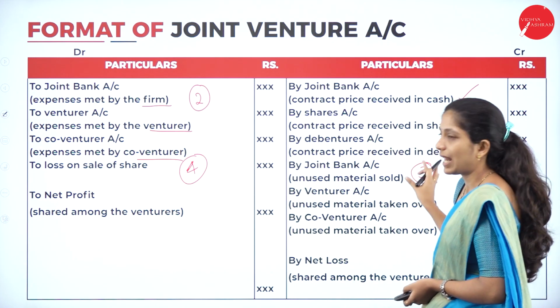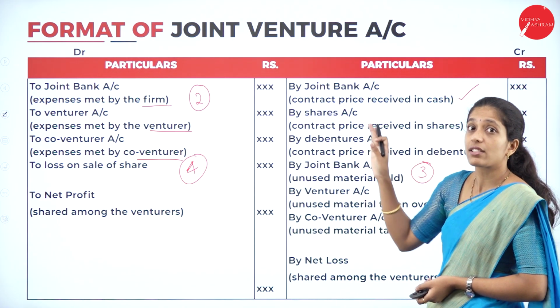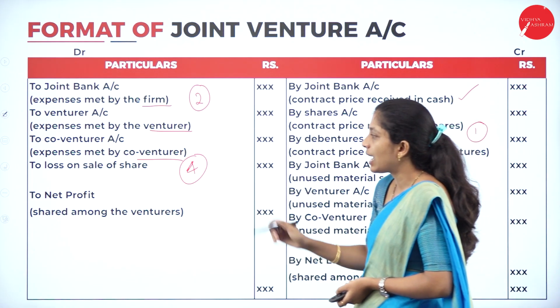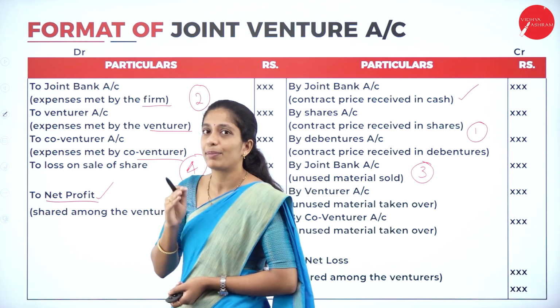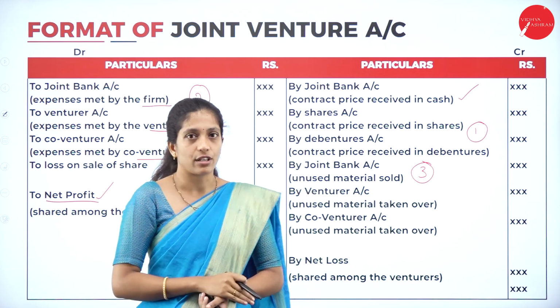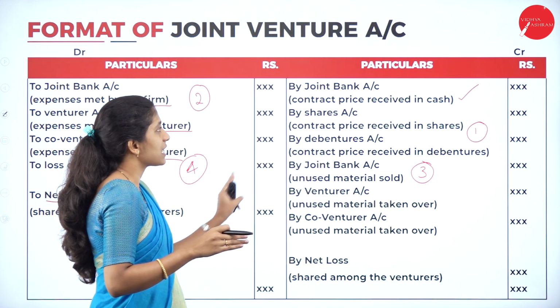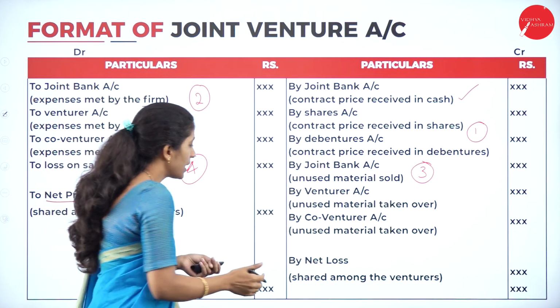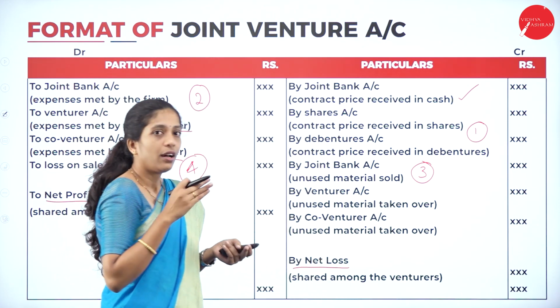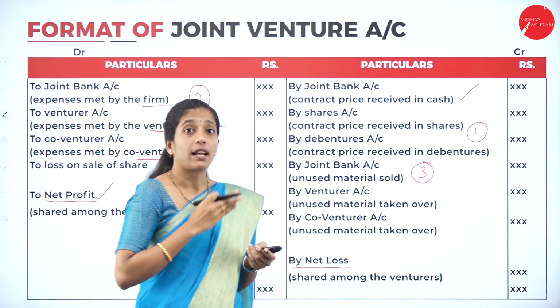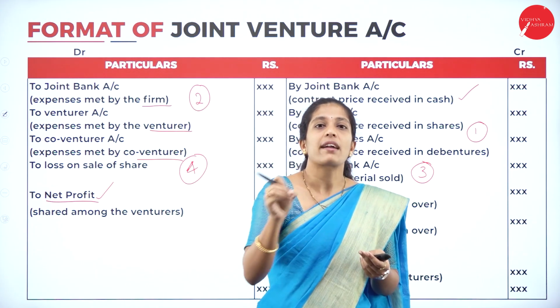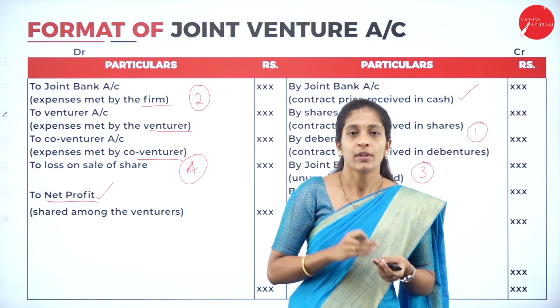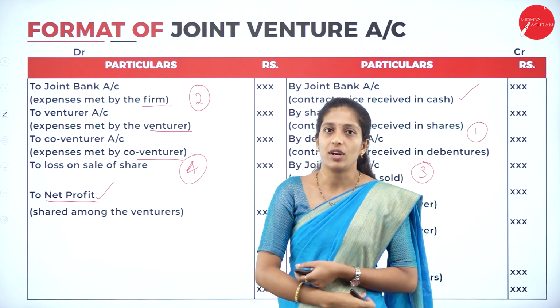Next, we will balance both the sides, and if the credit side is more than the debit side, it means what? As usual, it is net profit. So, here the balancing figure will be net profit or net loss. Whereas, if the debit side is more than the credit side, then it is net loss. Now, it may be either net profit or net loss that has to be shared among the co-venturers, that is the parties in the joint venture. Hope you are clear with joint venture account.